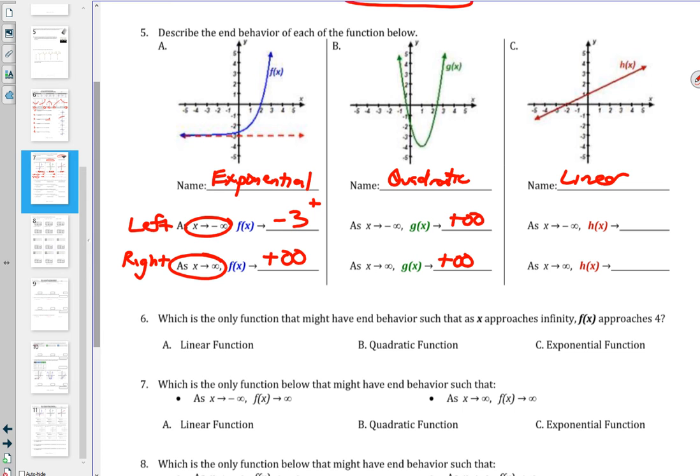long. Here, what's the left arrow doing? It is going to negative infinity. What's the right arrow doing? Y positive.